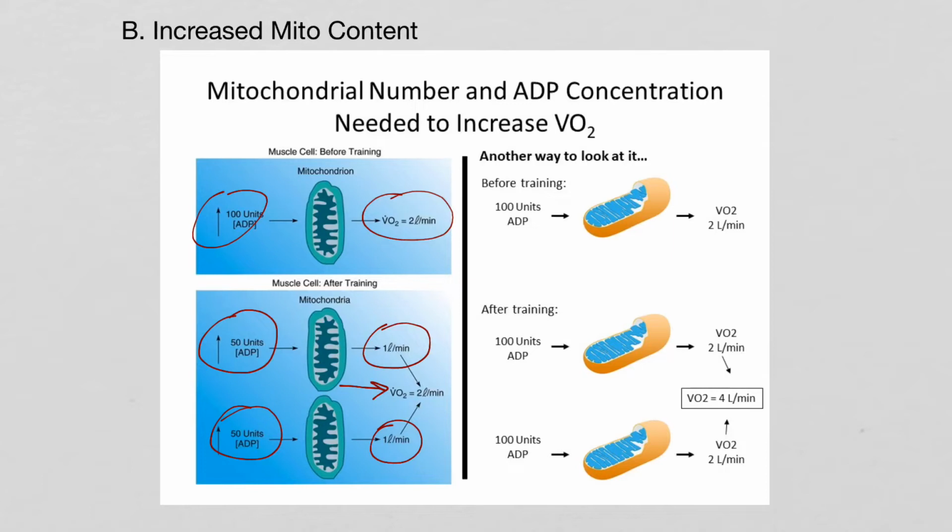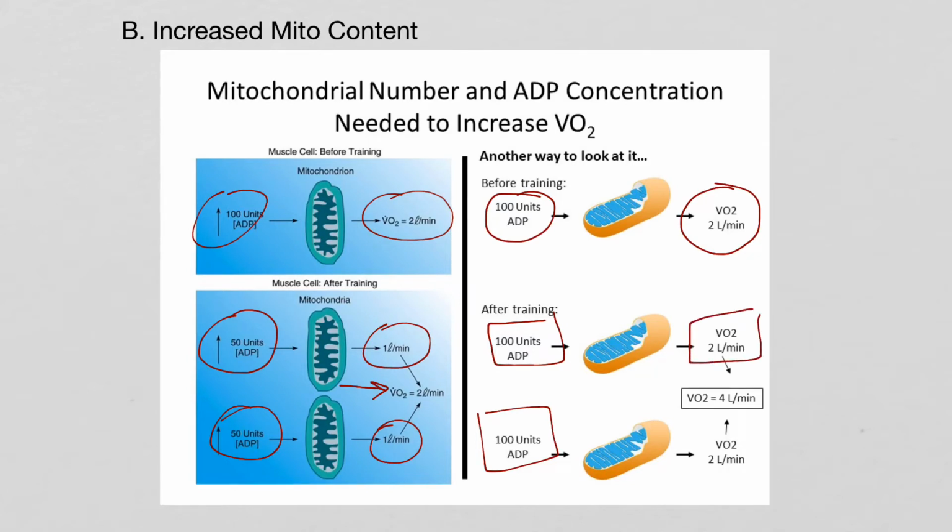A final and third way to look at this, as I created this figure on the right side, and going back to the top, before training, if we have 100 units of ADP in the cytoplasm, that will generate an oxygen uptake of 2 liters a minute. After training now, if each of these stayed the same, this 100 units of ADP, so now I've just doubled it from 50 because I've kept the same input to the mitochondria, each one would still give us a VO2 of 2 liters a minute. But now since we have double the mitochondria, our overall VO2 could be 4 liters a minute. And so what I did there is I've just showed us how we can increase our capacity if we have more mitochondria.